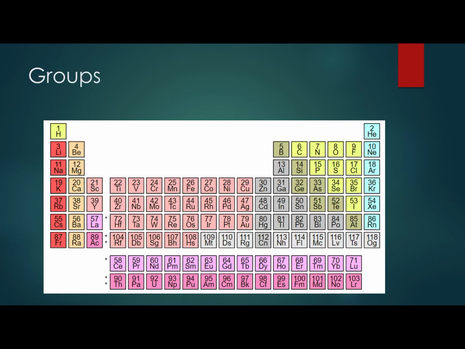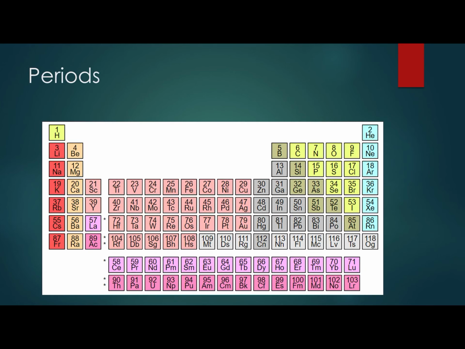And then the next thing to have a look at are the periods. The periods go across the periodic table. So for example, that is period 1, not group 1. These two elements are in period 1. So hydrogen and helium are the only two elements in period 1.